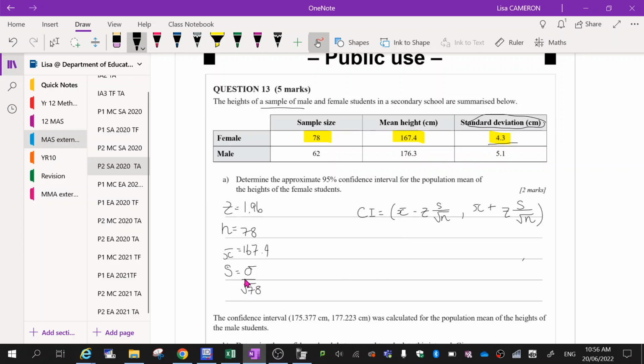Okay, so now I've got everything. Now the standard deviation is going to be 4.3. And now I'm ready to just chuck everything into my confidence interval formula. So 167.4 minus 1.96 multiplied by 4.3 over the square root of 78. That'll make up our lower portion. Then to do our upper portion, we're just going to chuck the same thing in, but we're going to change it to a plus.